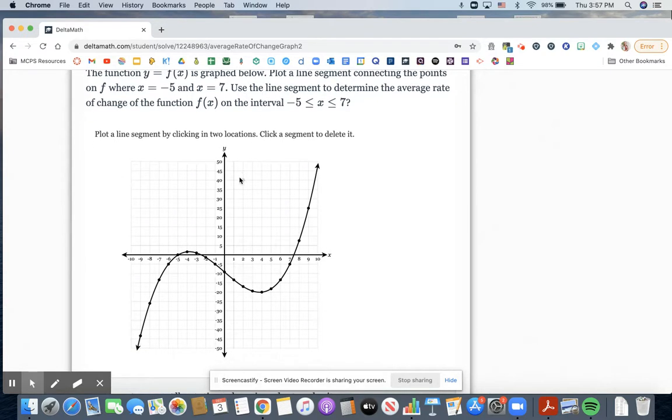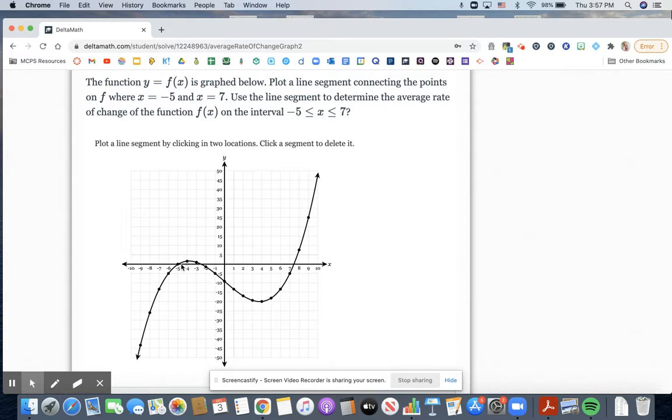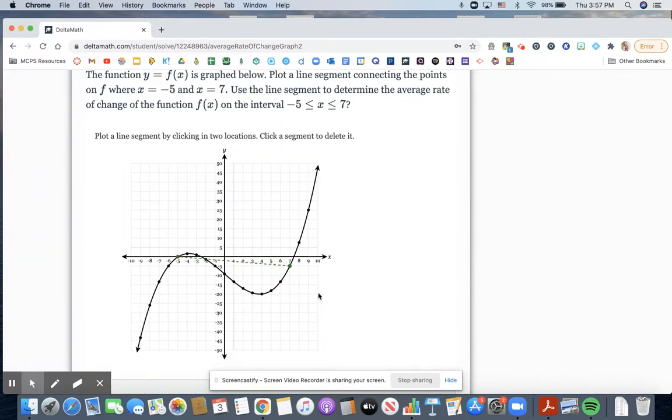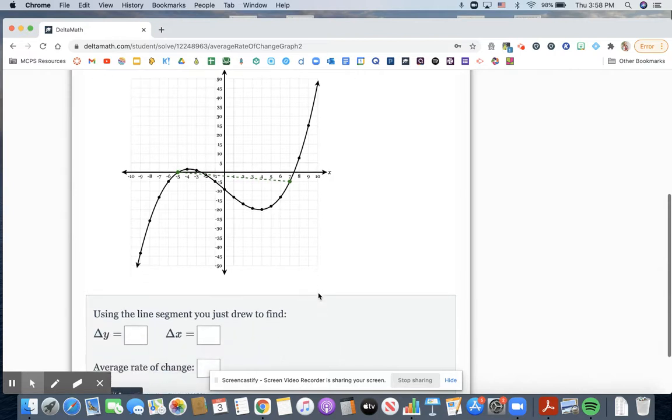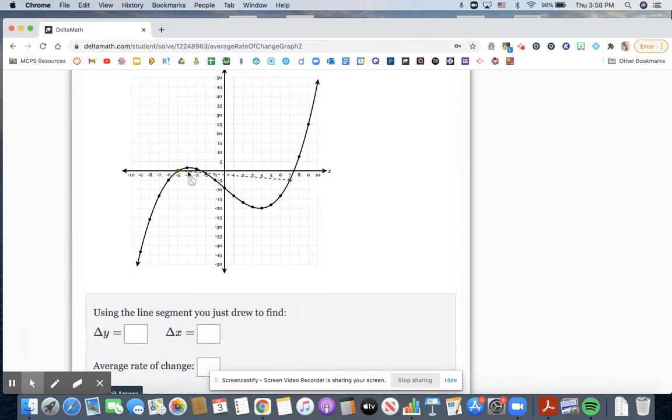So again, I'm going to find the point on my graph at x equals -5. Now in this case, my graph is actually on the x-axis at -5, so I am going to click here. And then I'm trying to find the point on my graph where x is 7, which is right here. Now I need to find my change in y and my change in x. It's important to notice that the line is decreasing between these two points. So my change in y is definitely going to be a negative number, because the y is decreasing between my left and my right point.